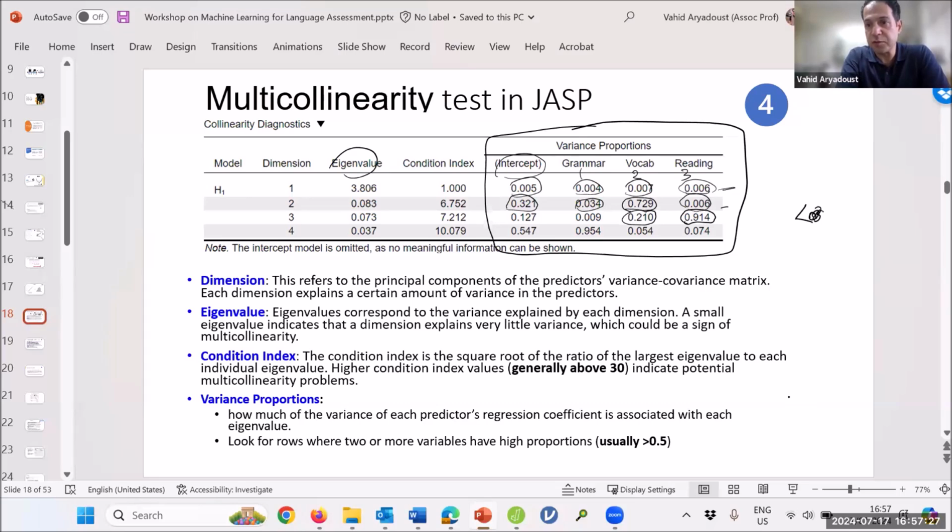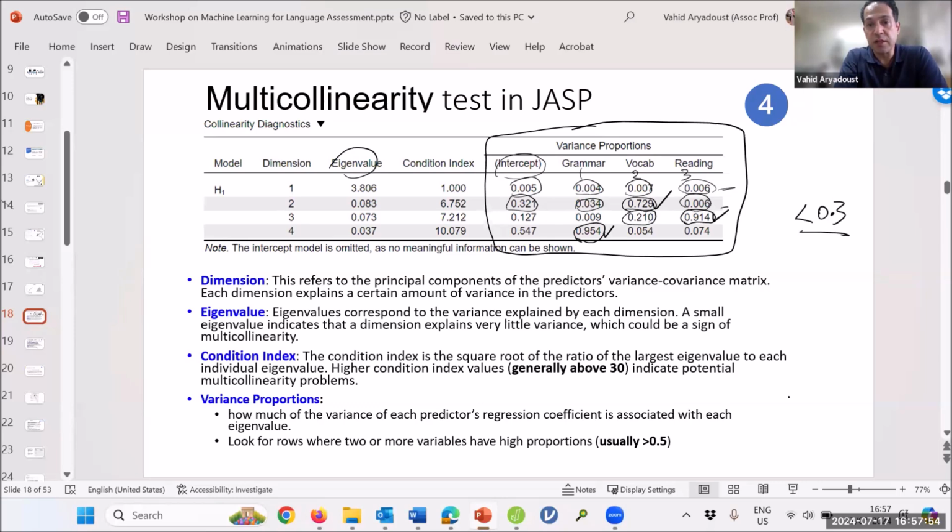Gosh, this is very difficult to write on there. Okay, again, 0.3 is smaller than 0.3, which is fine. And in the same way, this variance proportion is also smaller than 0.3, which is also fine. So this is an indication that we don't have this multicollinearity.